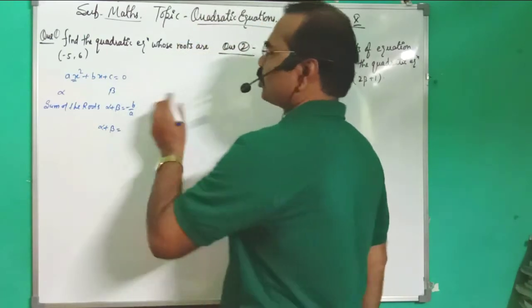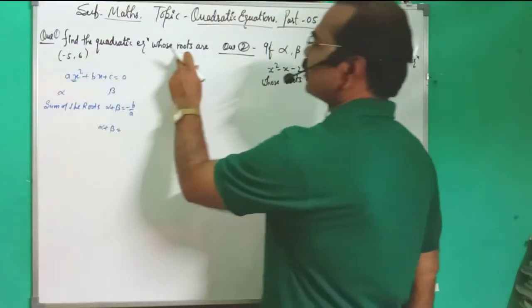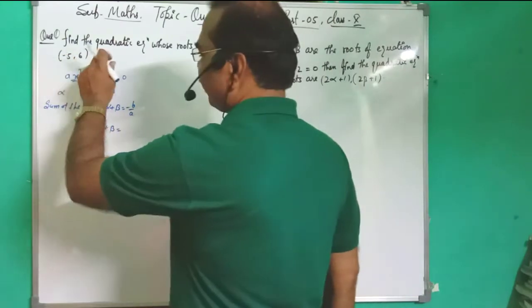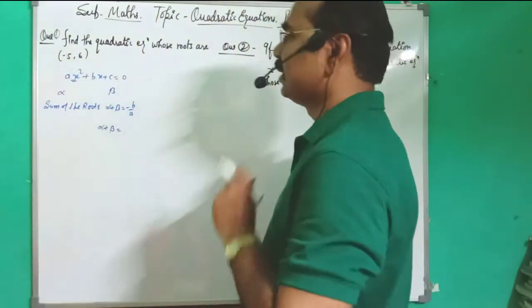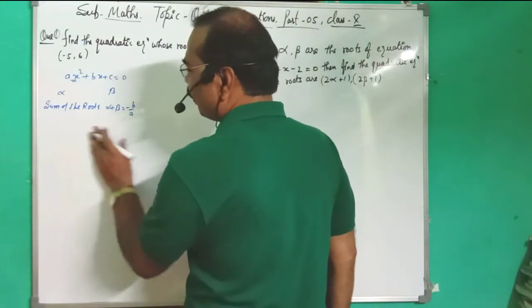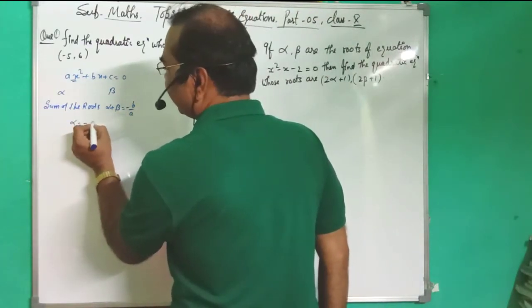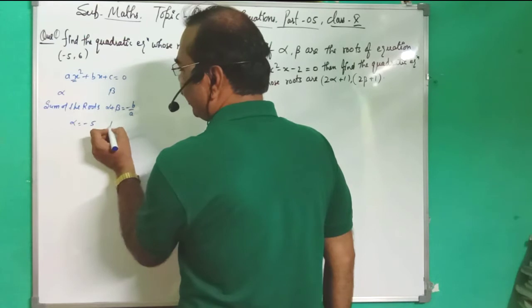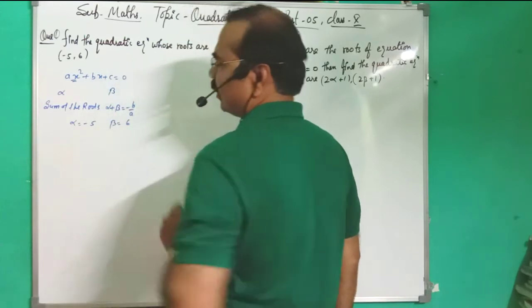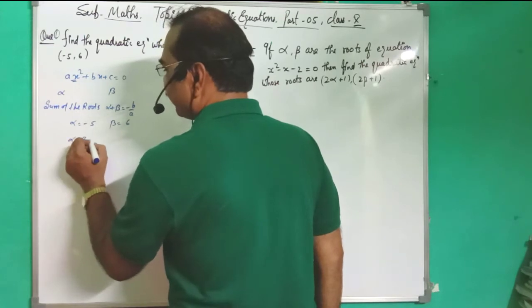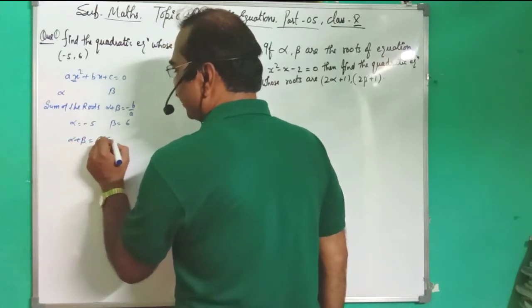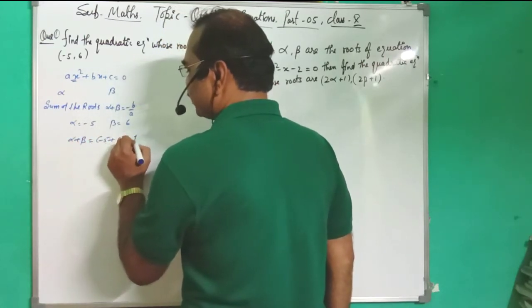According to that, the question is: find the quadratic equation whose roots are given, minus 5 and 6. Whose roots are given means the value of alpha is minus 5 and the value of beta is 6. So we can find the sum of the roots, alpha plus beta, which is minus 5 plus 6, and that value is 1.